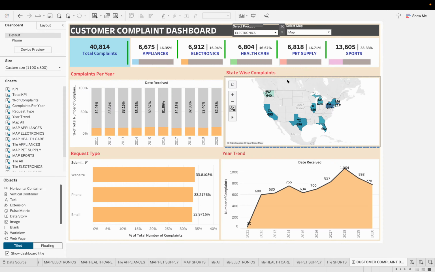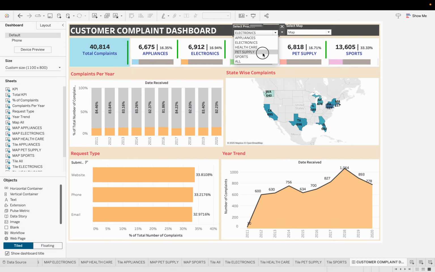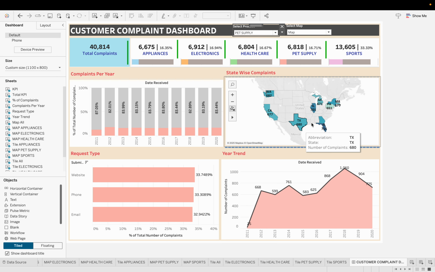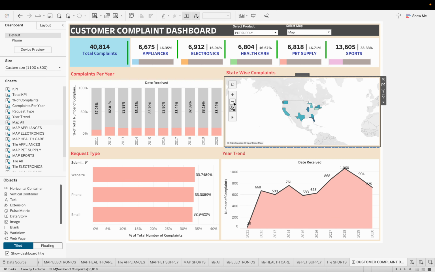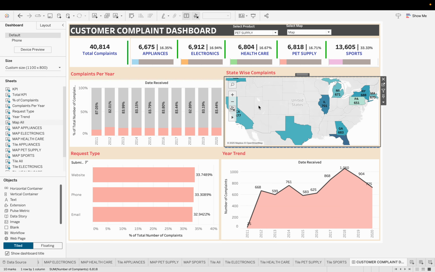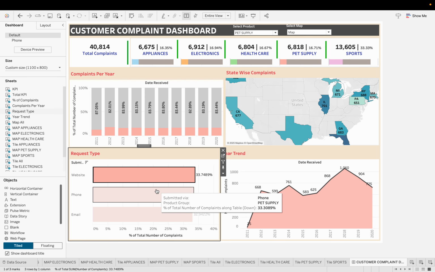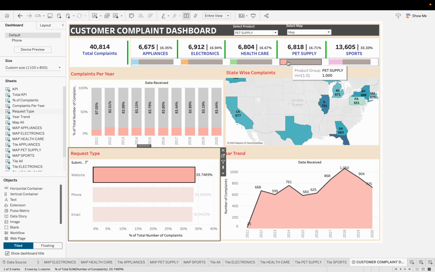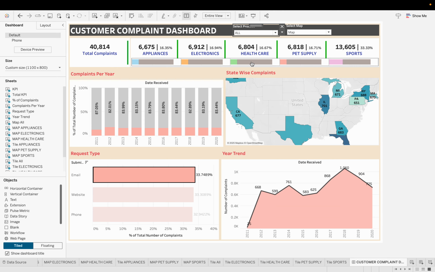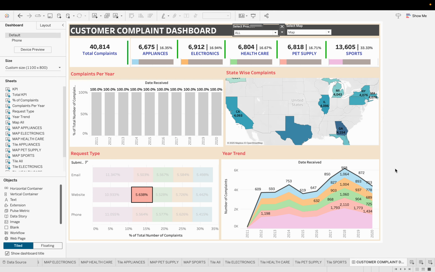State-wise, again, we've talked about that, and that map changes. It gives you a reason to look at each region, and you can zoom in and zoom out as needed. That's a great way to look at it as well. Request type, we already discussed that. It gives you an idea of how everything works. So this is the most interesting part of it. What if you want to look at all of it at once, right? You can do that too.